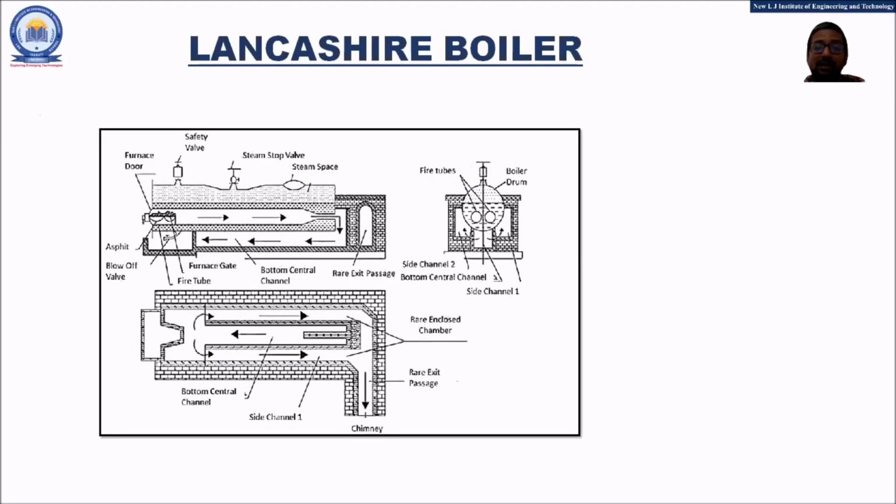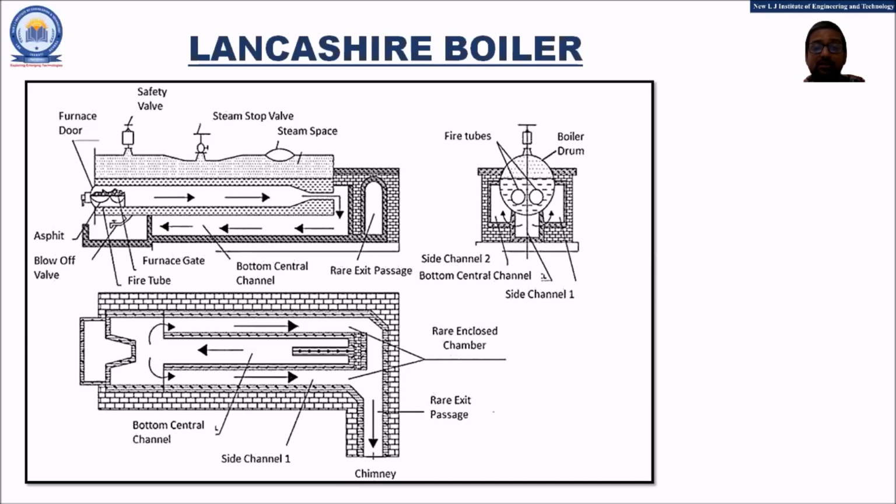Again, for better understanding, I am taking a very simple image of the Lancashire boiler. In your textbook also, three images are given. The top image, the first image which you are observing, is the front view of the boiler. Attached to the front view is the side view of the boiler, and below the front view is the top view of the boiler. If asked in the examination, you compulsorily need to draw all three views. Only after drawing these three views can you explain the working of the Lancashire boiler.